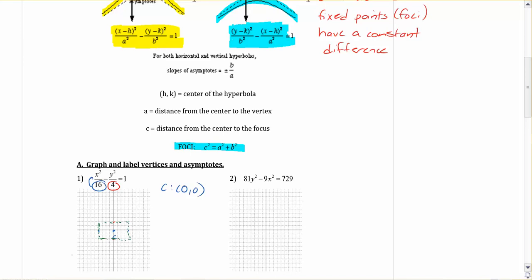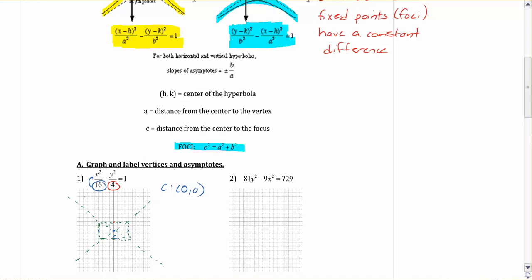And then I'm going to create a line, which is going to be my asymptote, from corner through the center to corner in both directions. All right? So I can use the values underneath the x squared and the y squared to tell me the distances away from the center. That's going to create a rectangle, and then I'm going to create 2 asymptotes. Now, in order for me to graph this, I'm actually really close, believe it or not.